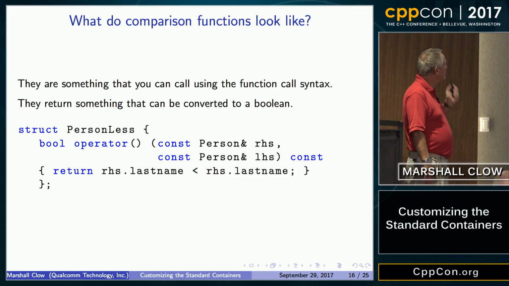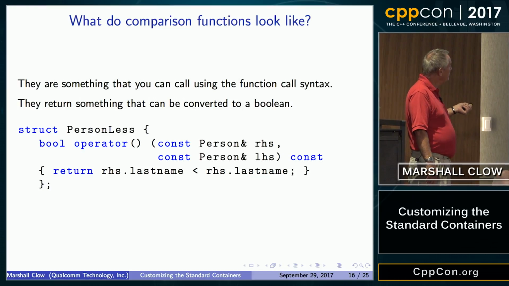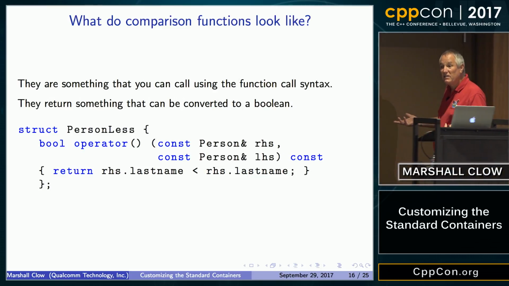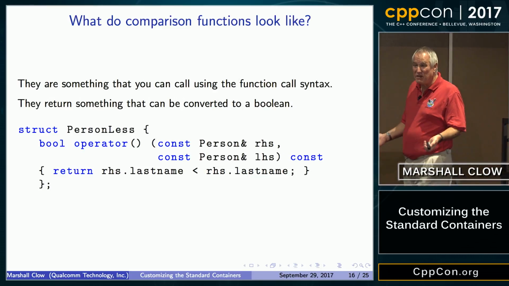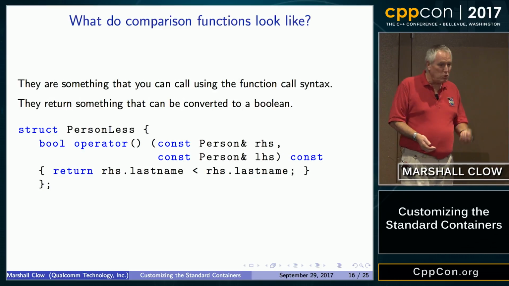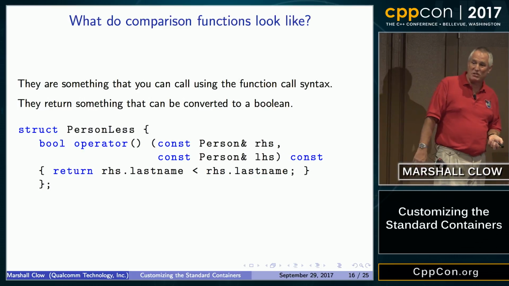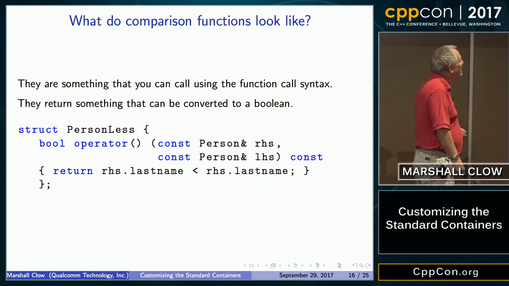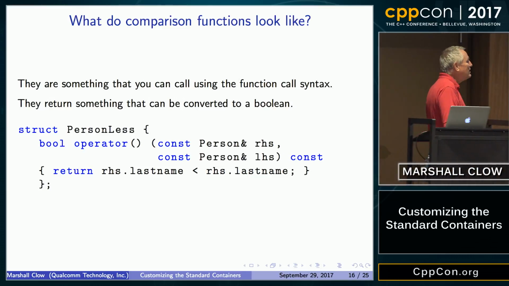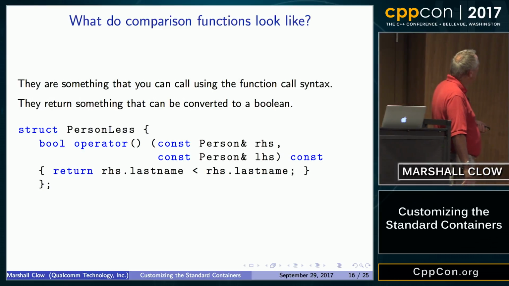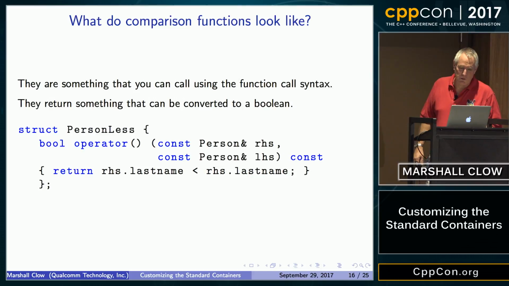You can write this as a really simple struct. Most of these are stateless because why would you want a stateful comparison operator? 3 needs to be less than 4 all the time, no matter what the state of your comparison function is. Maybe you want to do some logging, but in general, since it's const, that makes it harder. They return something that can be converted to Boolean. In practice, they just always return bool.